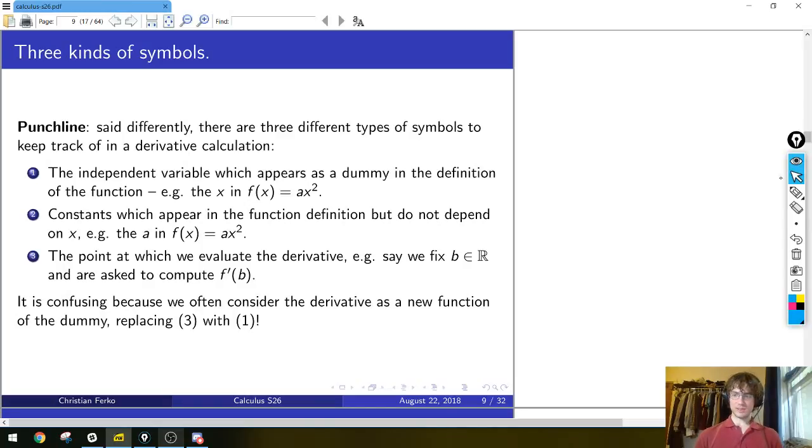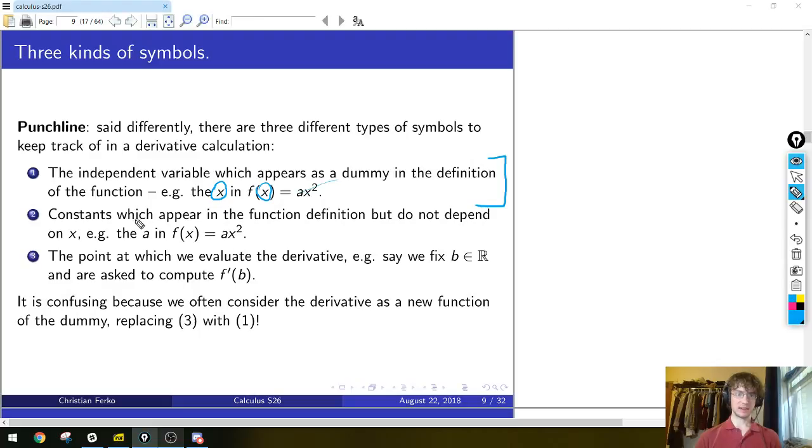Okay, well first, before doing more, I will emphasize the punchline so that we do not confuse different types of symbols. So the first type of symbol, as I've emphasized, is the independent variable, or the dummy variable in your function definition. So the first type of symbol in any derivative calculation is the thing you are taking the derivative with respect to. So for instance, if you take f prime of x, you are differentiating with respect to the independent variable x. Good. That's the first kind.